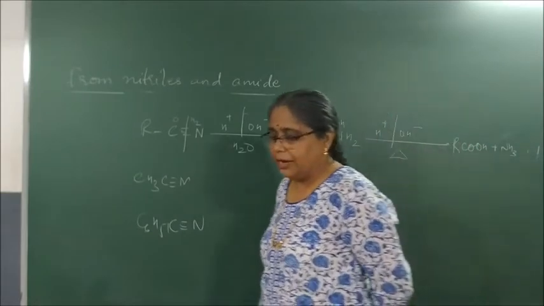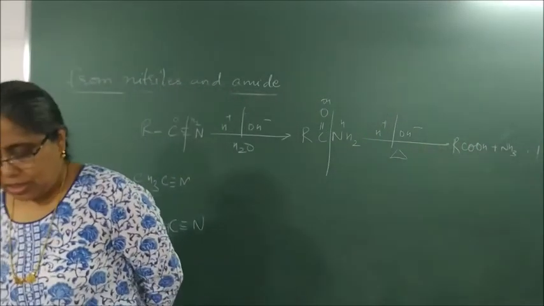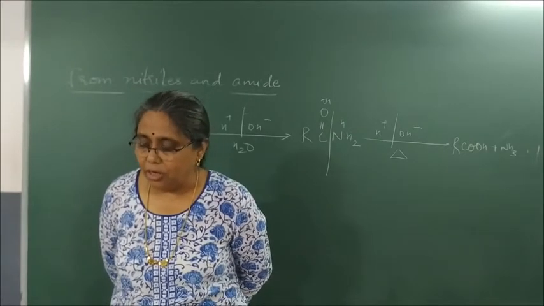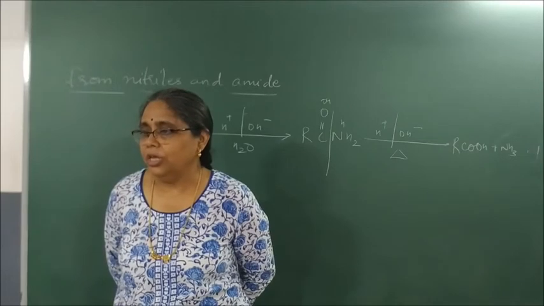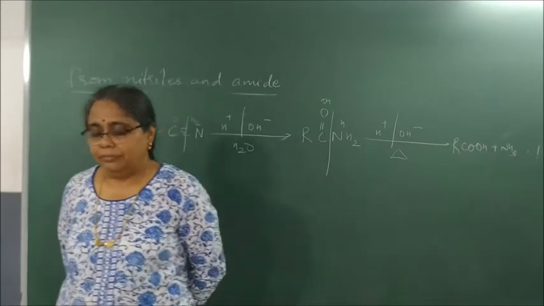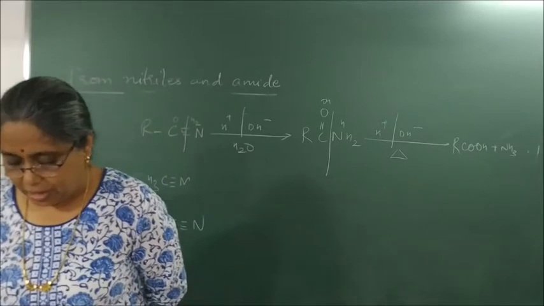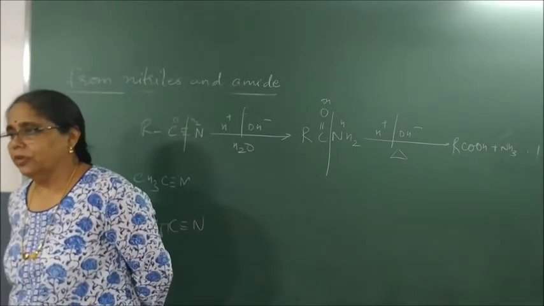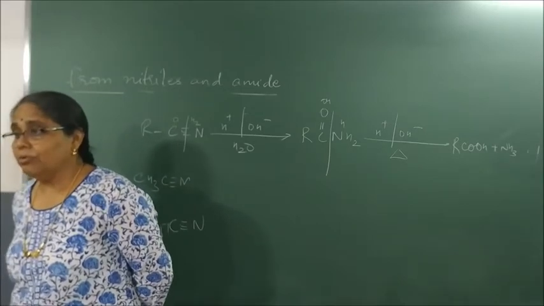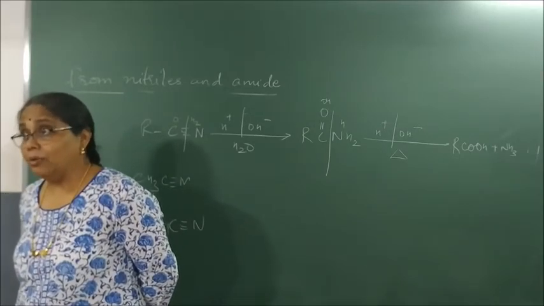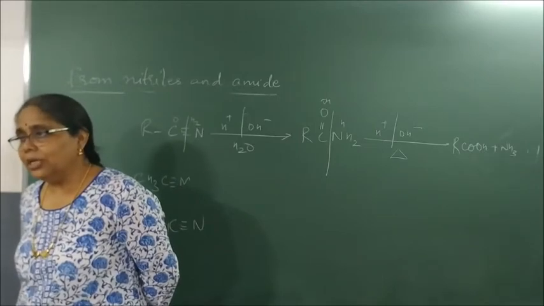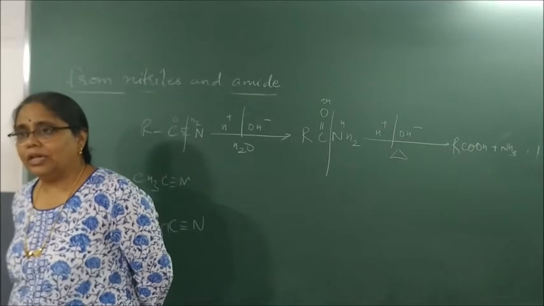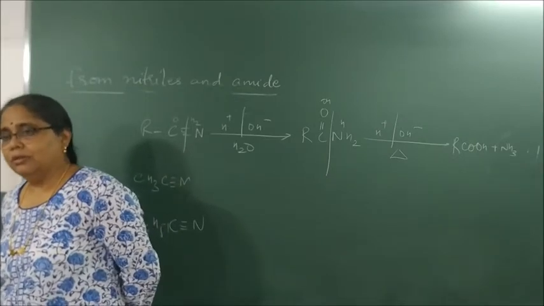I'll put a star and write. Convert methane to ethanoic acid. I just now told you, convert it into haloalkane. React it with KCN. Get it converted to cyanide and then hydrolyze cyanide to acid. Try.